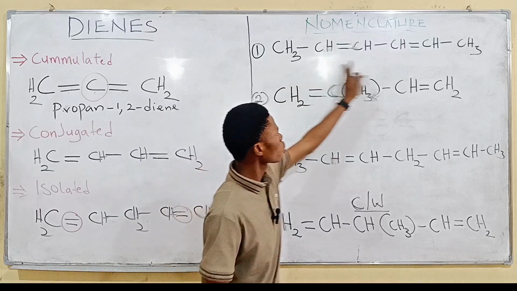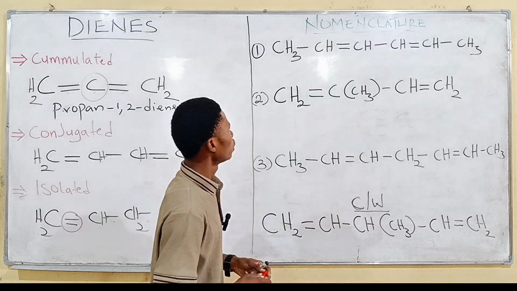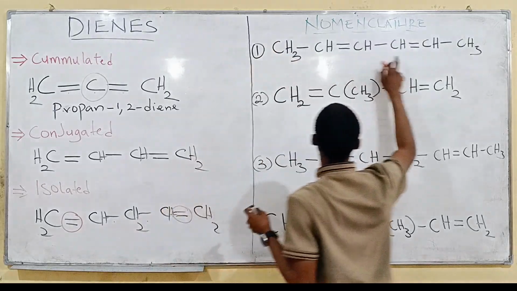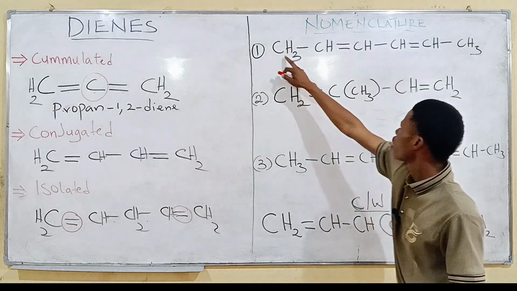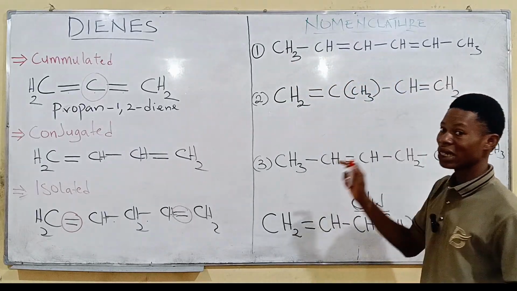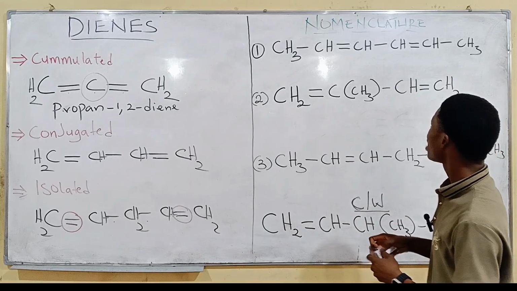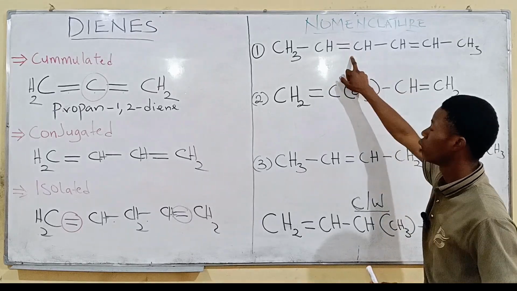Now, if you're asked to name this compound, the first thing you are to do is to number it, to know where the double bonds fall. First, how many carbons do we have here? We have 1, 2, 3, 4, 5, 6, and it is a straight chain. All right. Now, I'm to number it in such a way that the double bonds will have the lowest possible numbering.